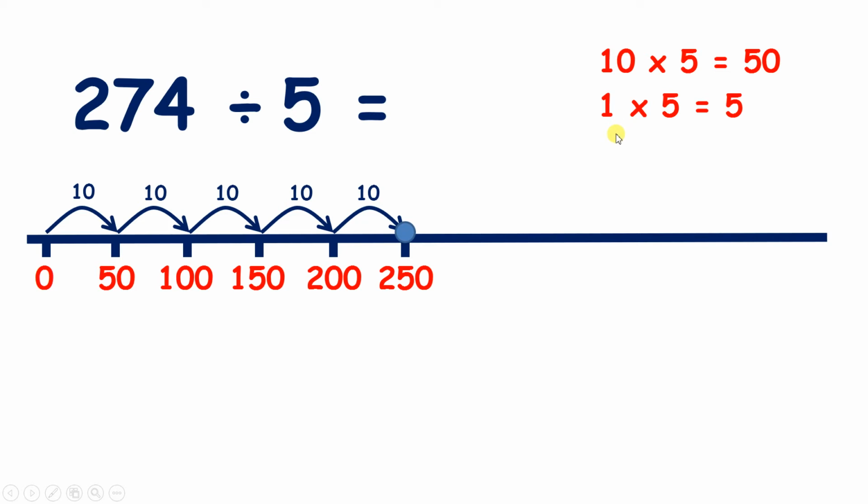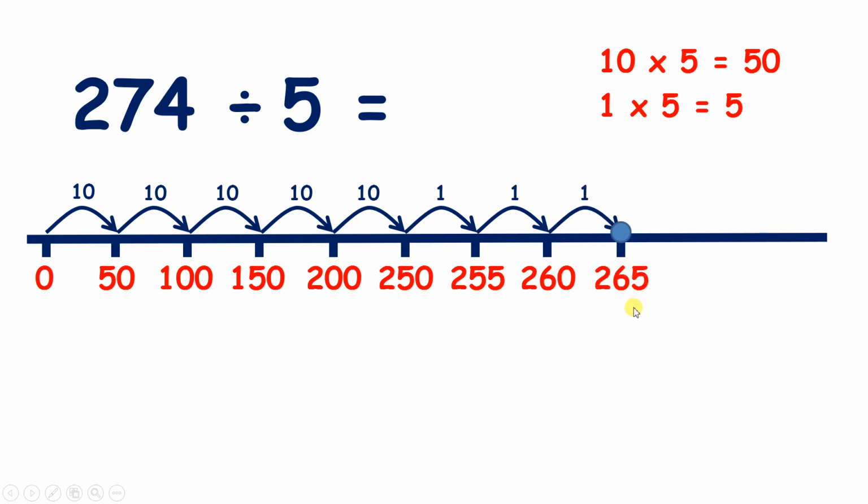So instead, let's now count on in steps of 1 times 5. So in steps of 5, we have 255, 260, 265, 270. Now the next step of 5 would take us to 275, but that would be too many. So we can't count any more steps of 5, but we need to count 4 more. So that 4 is our remainder.